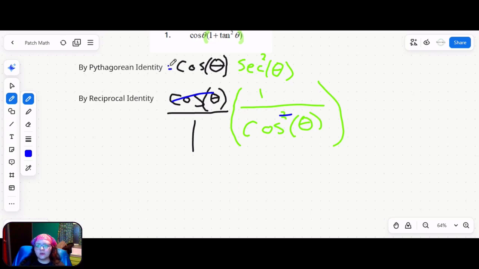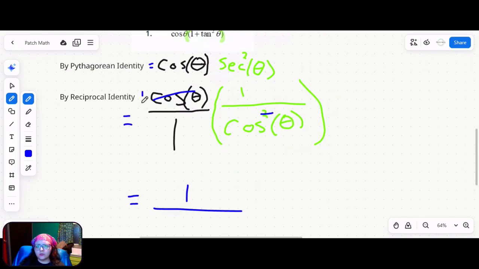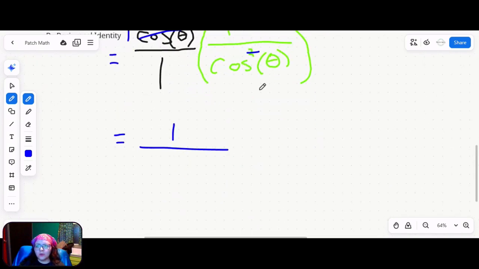Now this is a running equals. These are equal to each other. We are simplifying. And we find this is equal to 1 over, because that numerator comes to 1 when it cancels. 1 times 1 is 1. 1 times cosine of theta is cosine of theta. And we are almost done.